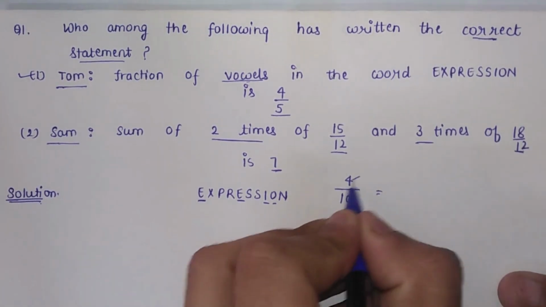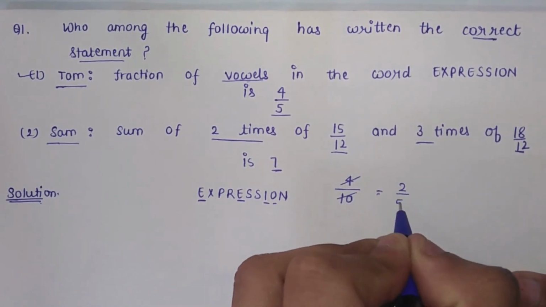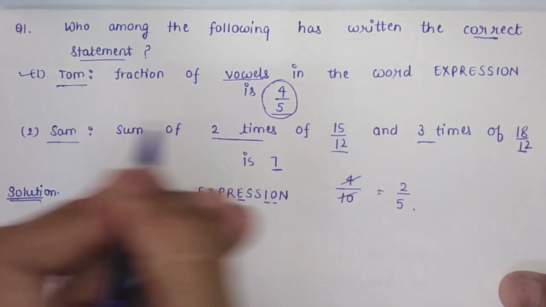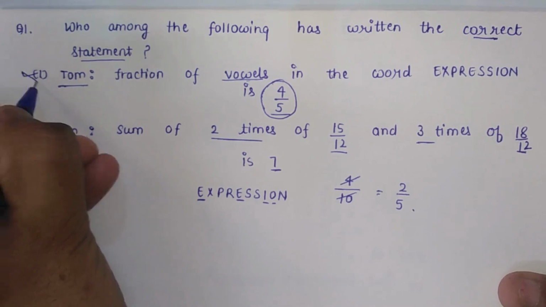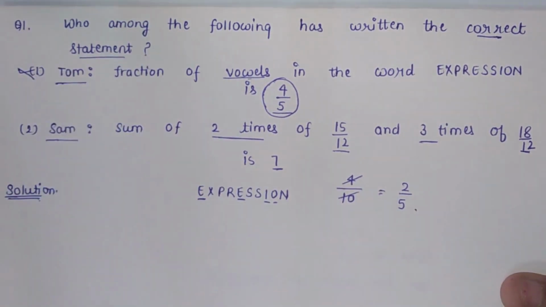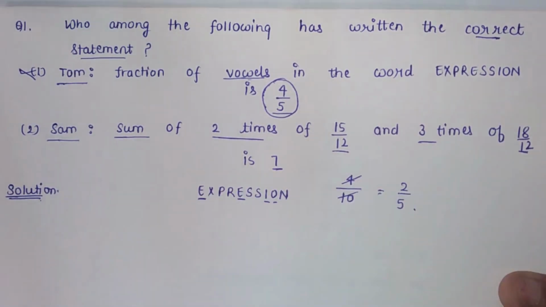So this will be equal to, if we simplify it, we'll get 2/5, and it is written as 4/5. So this statement would be wrong. And the second statement, sum of 2 times of 15/12.